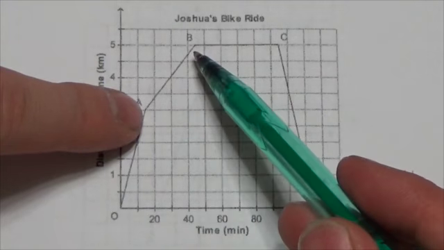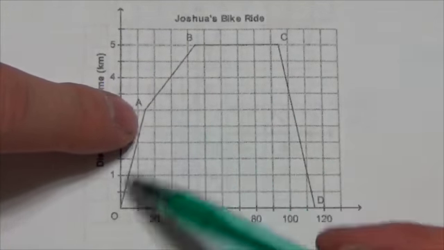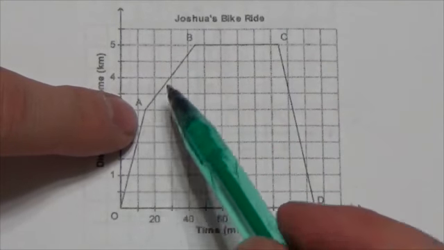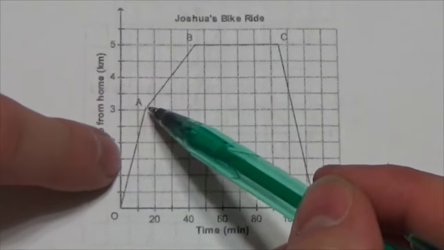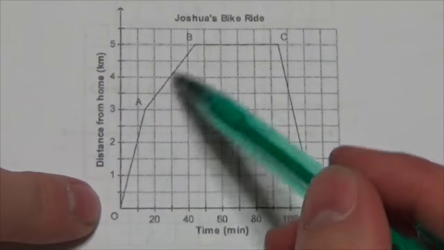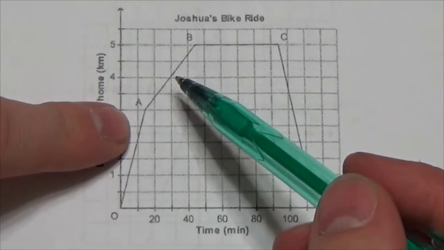Now from A to B, again, distance is increasing, but it's not increasing at quite the same rate. It's going to take us a little bit more time, and we got to 3 here. We're not even going quite as far. So this represents a slower speed.